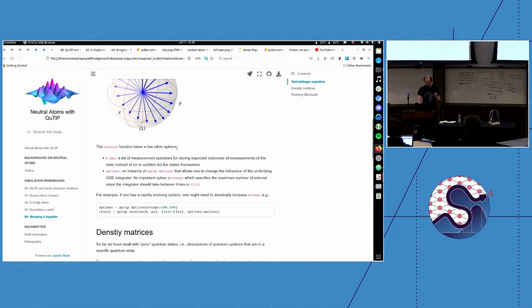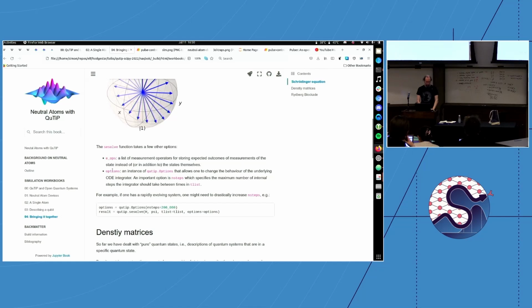I did want to mention two other things about SESolve, because we're about to use them. One is an argument called e_ops, which allows you to calculate expectation values of states. Essentially, it lets you produce artificial measurements of the different states rather than storing the full states themselves. Our system is small enough that it's fine, and it's nice to work with the full state if you can, because then visualizing is easier.